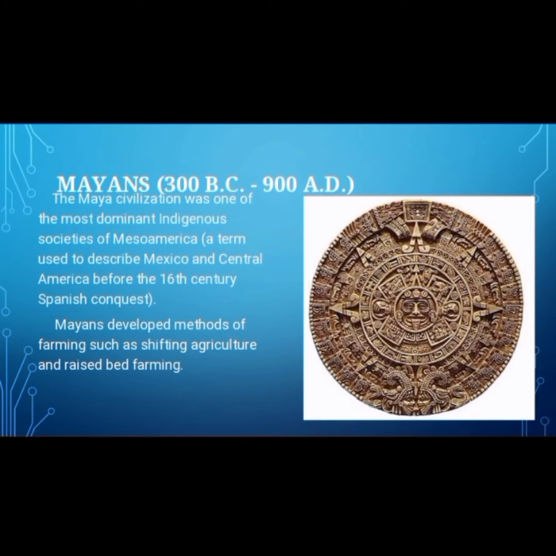The next is the Mayans. The Mayan civilization, 300 before Christ to 900 Anno Domini. The Maya civilization was one of the most dominant indigenous societies in Mesoamerica. Indigenous society is the term used to describe Mexico and Central America before the 16th century Spanish conquest.